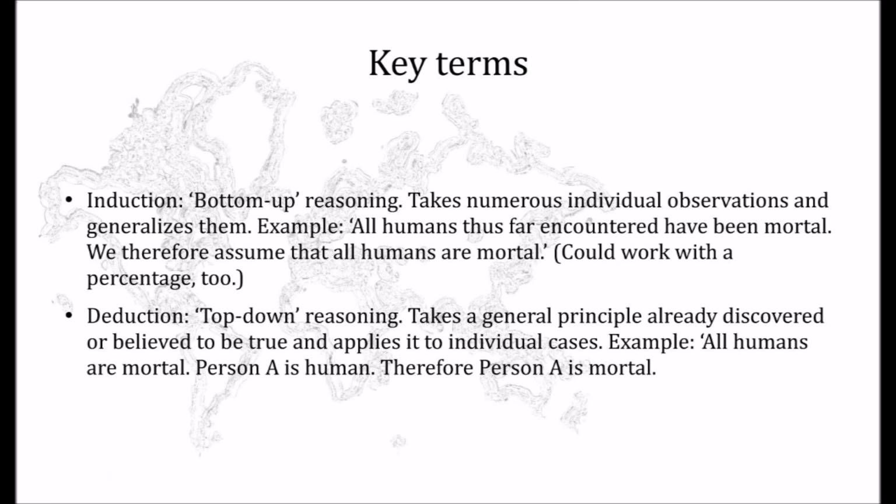And deductive reasoning takes that and flips it around and takes something already discovered or believed to be true and goes downwards. So all humans are mortal. You take that big general rule and you say person A is human, therefore person A is mortal. That's all there is to it. That's induction versus deduction. Important in the first chapter to keep those two in your mind and know what they mean.